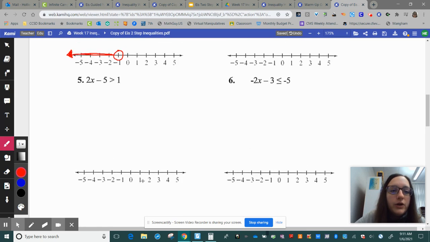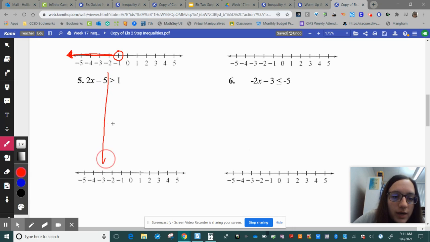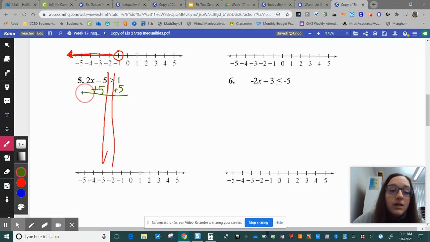All right, I'm going to do number 5, and then you're going to do the 3 on the right on your own. So here we go. Train tracks, choo-choo. All right, so we're going to get rid of that minus 5 here by doing the inverse operation. And the inverse operation would be to add 5. Whatever we do to one side, we do to the other. Negative 5 and 5 give us nothing. We are left with 2x is greater than 6.